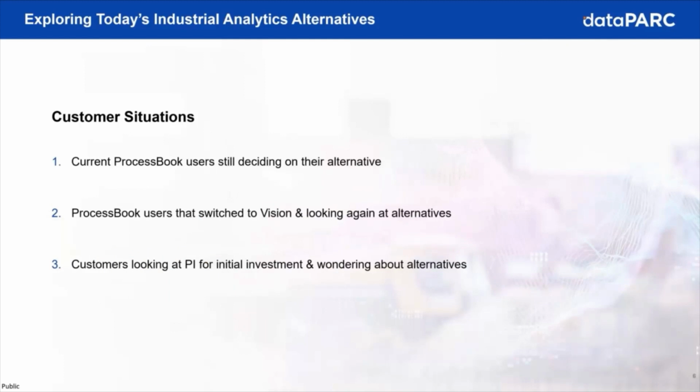And I just wanted to frame up the three customer scenarios that we see out there before we get started. First, we're still seeing ProcessBook users who are deciding on the alternative. We're also seeing the next step of that, customers who have switched from ProcessBook to PyVision, which is the natural migration path, and are back to looking at alternatives because it didn't really solve their needs and address some of the solutions they had with ProcessBook.